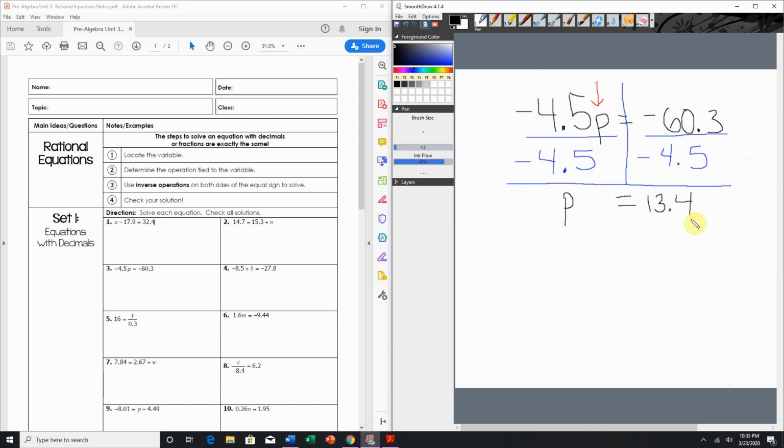Okay? So please review your Khan Academy videos. If we get enough questions, maybe we'll do another side lesson on reviewing decimal operations. But I think you guys will get it once you guys do that review on the video. Okay? So in this case, our p is by itself. So we have p equals 13.4. So we're done with number 3.